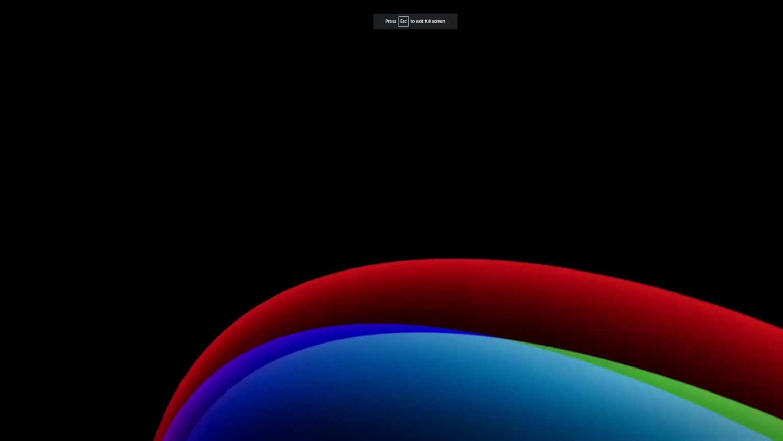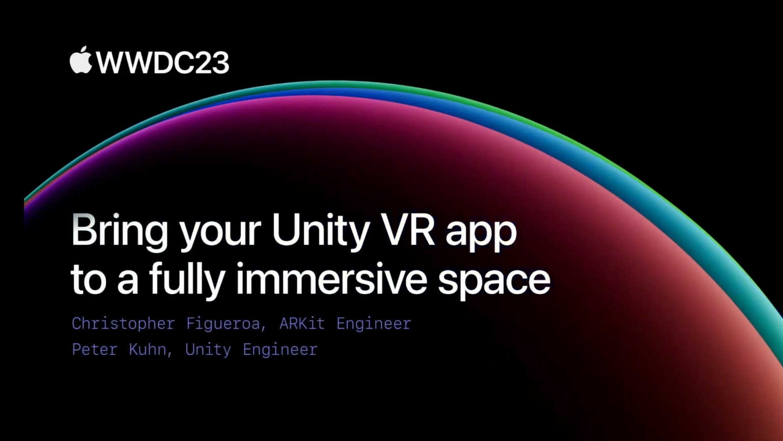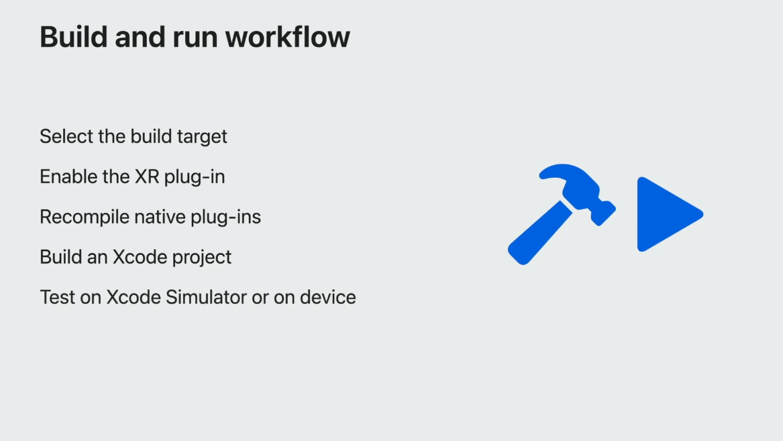Now let's quickly take a look at the second Unity session at Apple's WWDC 23. There they talked about how to bring our Unity VR apps to a fully immersive space. When building for visionOS, we can use our existing knowledge from building for iOS apps. We will also get an Xcode project, from which we can either build to the Vision Pro, or if we don't have the device, we can build to the Xcode simulator. Keep in mind that this means that you will need a PC with macOS, since you will need Xcode to deploy apps for Apple Vision Pro.